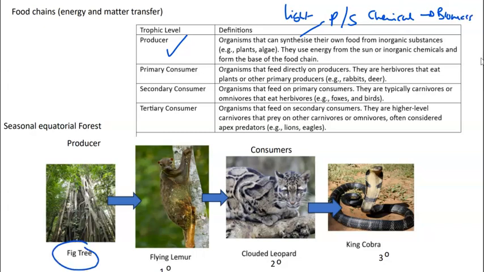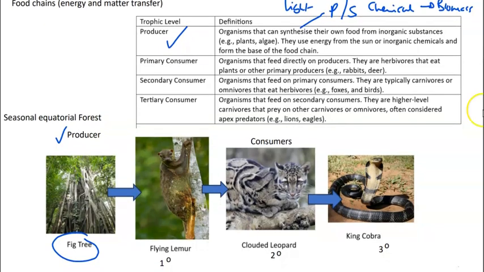So the fig tree is a producer. Its trophic level is as a producer. The flying lemur moves from one tree to another, eating parts of the tree, perhaps the leaves or indeed the fruit. And this will make the flying lemur what's now called a primary consumer, a first level consumer of producers. So they eat plants. And of course, we would otherwise know that as a herbivore. But in trophic levels, we would describe that as a primary consumer.